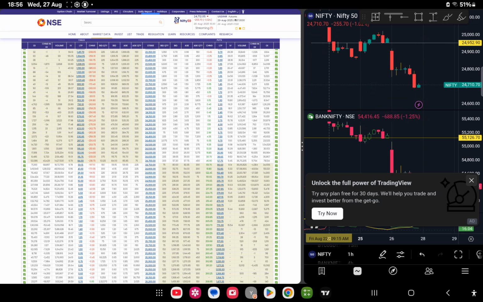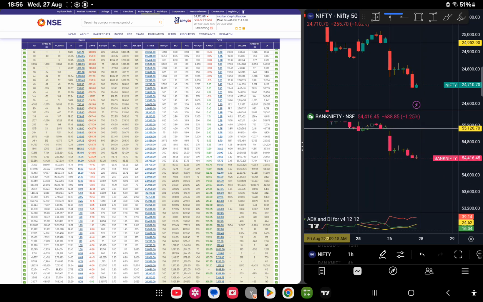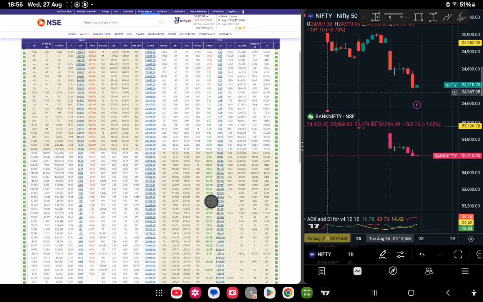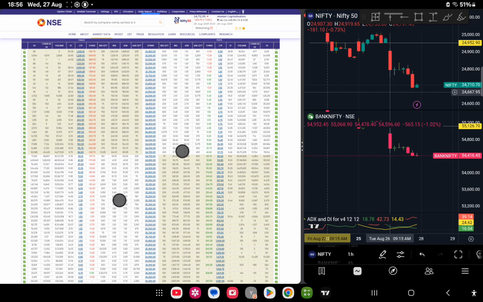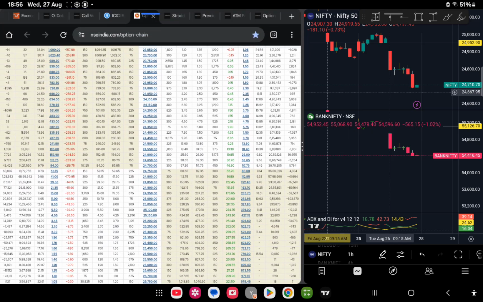Now we would check both Nifty and Bank Nifty together. First I'm taking the 1 hour time frame here. So open was, it's already a gap down, and open was 24,900. Okay, we'll take 900 as our open. There you go. So 900 was our open ATM.